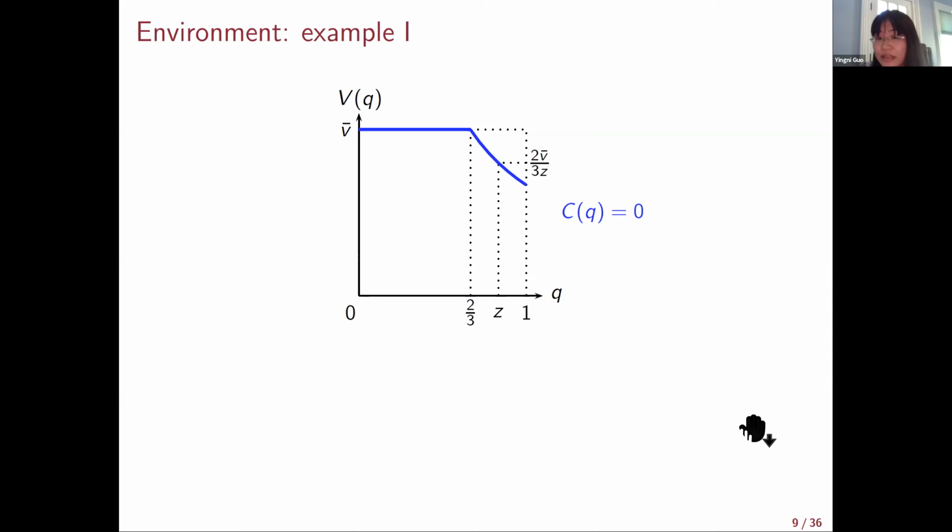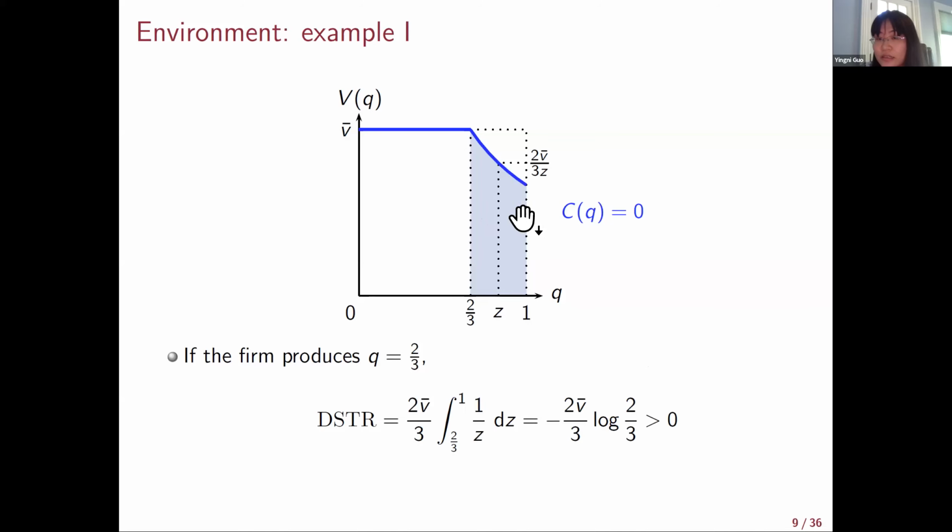So if the firm does that, the distortion is this whole area of blue surplus that is lost. So in this case, the distortion is the area of this blue region. And we say that the firm underproduces because 2/3 is smaller than 1.